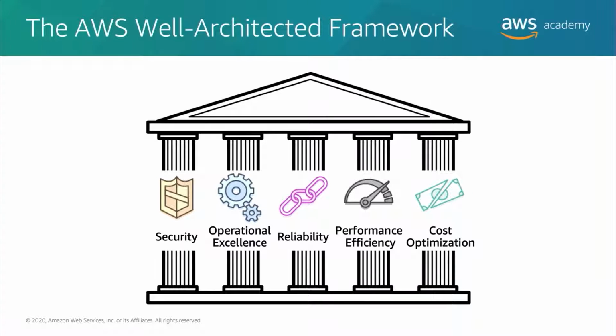The AWS Well-Architected Framework is organized into 5 pillars: security, operational excellence, reliability, performance efficiency, and cost optimization. Next, you'll see the highlights of these 5 pillars.